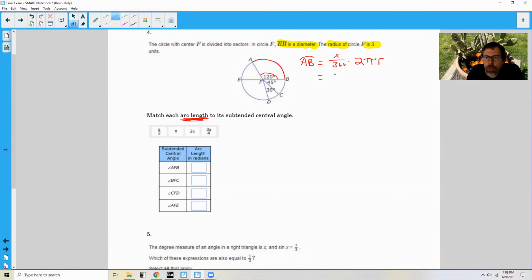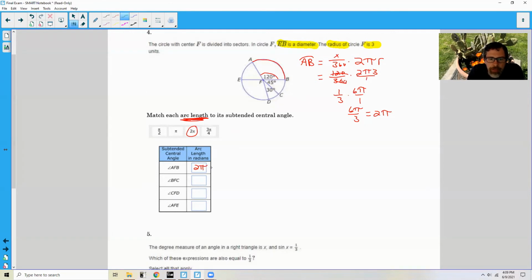So for AB, it's going to be 120 over 360 times 2 pi 3. And think of that as over 1. So 120 and 360 will reduce down to 1/3 times, and 3 times 2 is 6 pi. So that's the same as 6 pi over 3, which equals 2 pi. So the answer is right here. That goes here, 2 pi. We're going to do the same for each one.